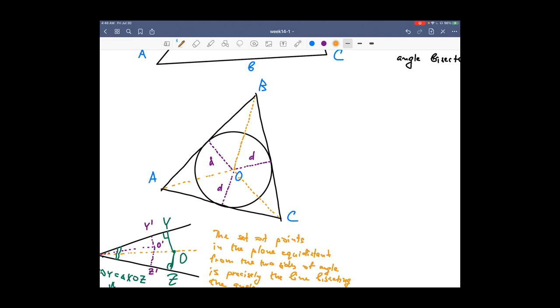Hence, it follows that the three bisectors in a triangle, three lines bisecting the angles of the triangle, intersect at one point. It's common to denote the radius of the incircle by little r. That's what we're going to do. Instead of d, we will use little r.